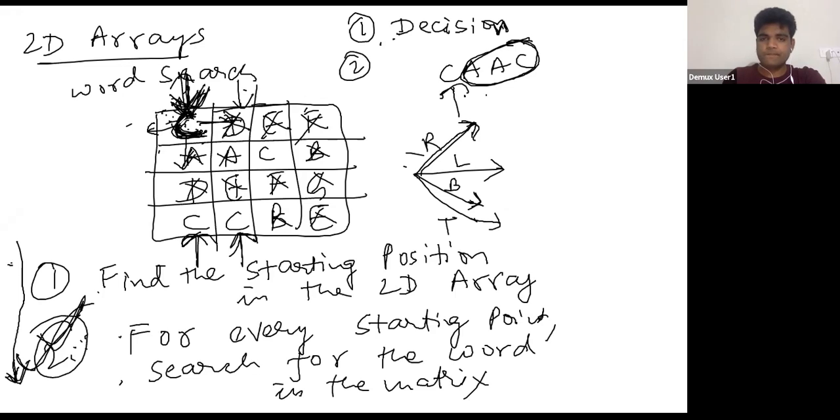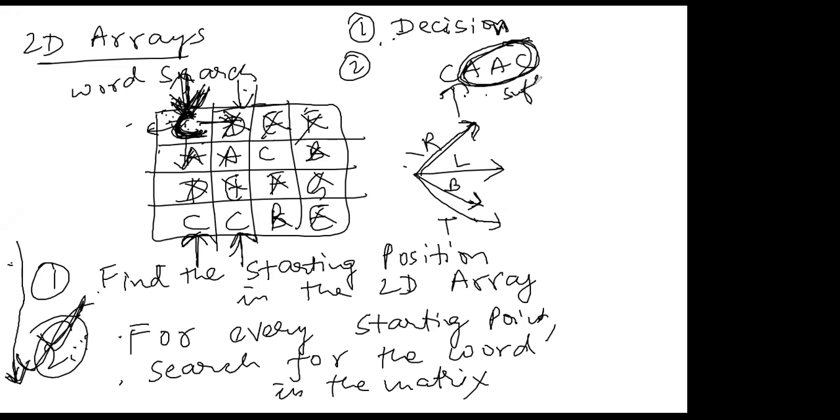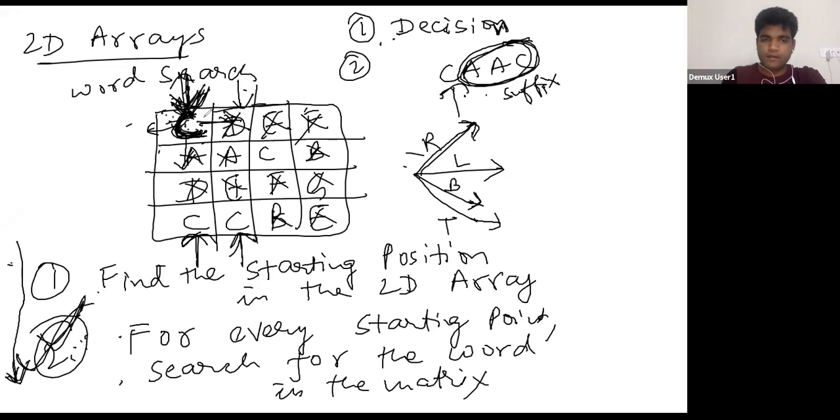Suffix, right? For this word, it's a suffix array. We can use Boolean matrix. Yes, I'll come to that. Clear? Is the sub problem clear to everyone? What is the sub problem?